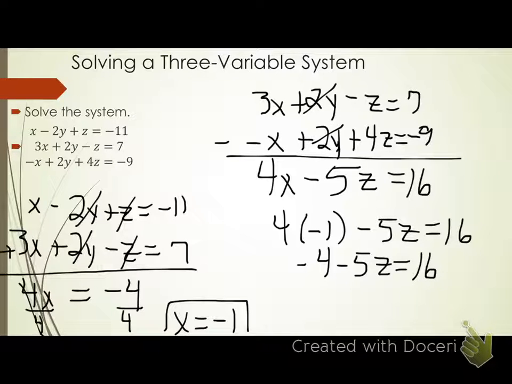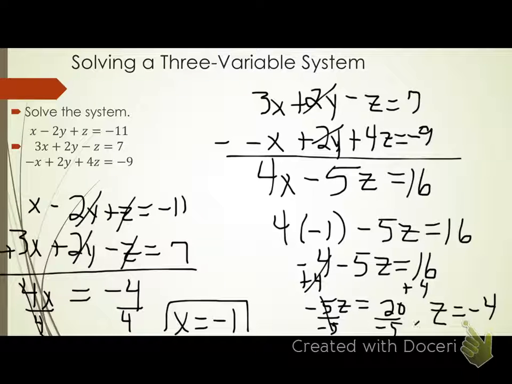Now I'm just solving for z. My first step to get z by itself: add 4 to both sides. What's 16 plus 4? 20. Now how do I get z by itself? Divide by negative 5 on both sides. What does z equal? Negative 4. This is going a little quicker than that first one, isn't it? Questions on how I've gotten x and z so far?